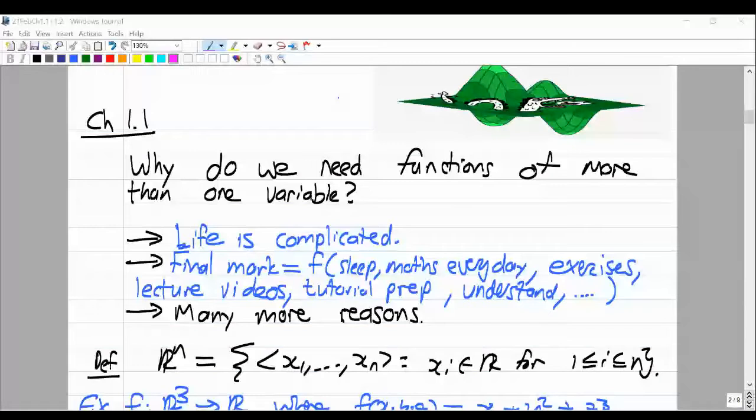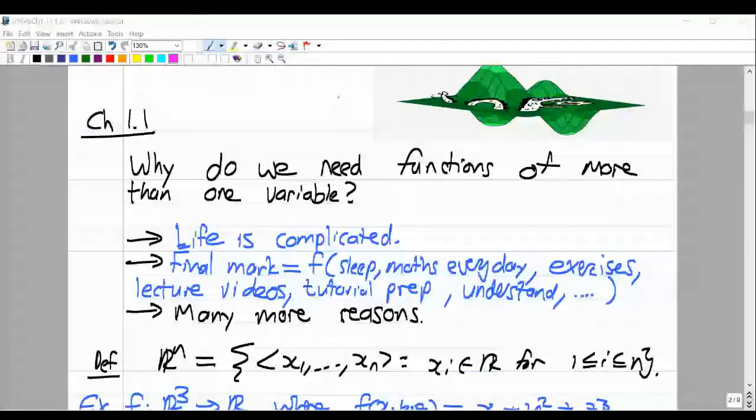Another answer is, for example, if you look at the final mark for the course, it will depend on many factors. Maybe the amount of sleep you get every day, the amount of maths you do every day. Are you doing the exercises in the book? Are you doing physical exercises? Are you doing the lecture videos? Are you doing the exercises in the notes? Are you preparing for tutorials? Are you understanding the work? So the final mark for your 218 course will depend on many factors. That means it's a function with many inputs and one output, which is your final mark. And you can come up with many, many more reasons. Can I get a smiley face that you guys are okay with this idea that life is complicated?